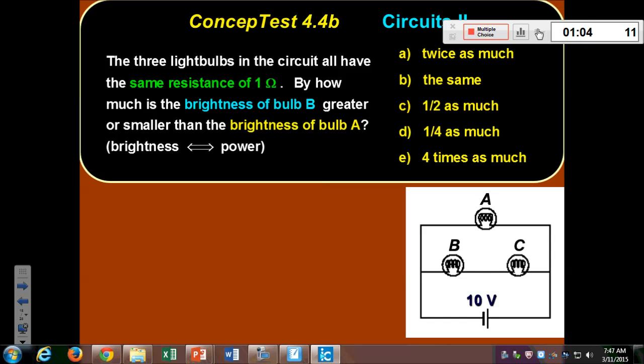So is it half as much, quarter as much? It's either C or D, right? Those are the only ones that say it's dimmer. Which is it? D? You say D? D is the right answer. All right, we'll come back to this. We're going to get into combination circuits, but the answer here is D, quarter as much.